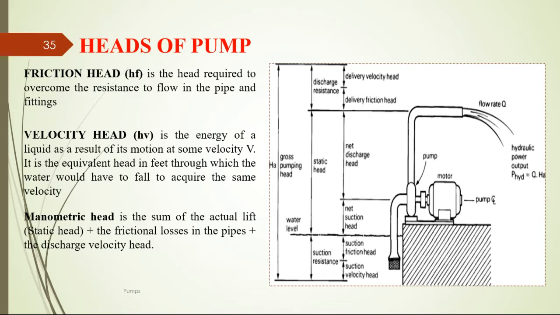Then the second one is velocity head, which is denoted by HV. It is the energy of a liquid as a result of its motion at some velocity v. It is the equivalent head in feet through which the water would have to fall to acquire the same velocity. And the last one is manometric head. It is the sum of actual lift, that is static head, plus frictional losses in the pipe plus discharge velocity head.